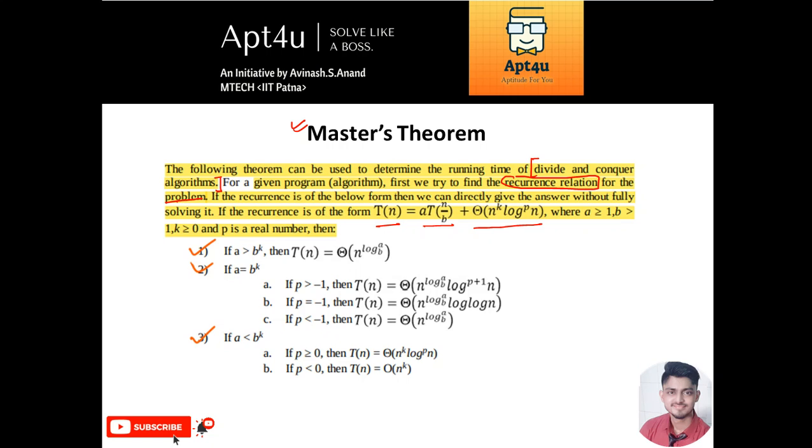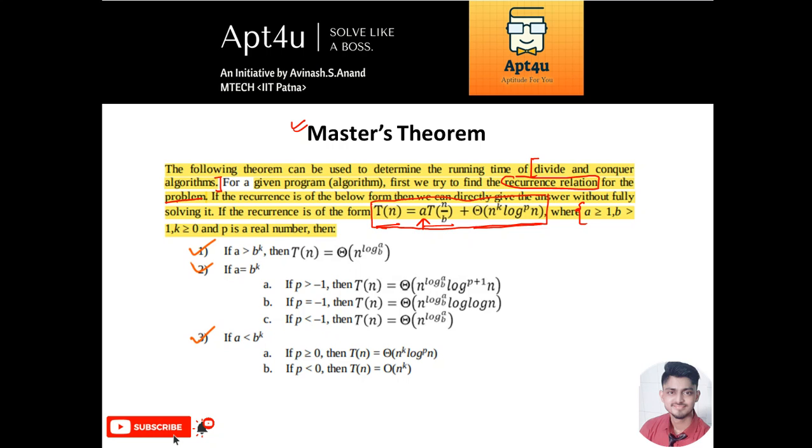Suppose you have been given a problem and you are trying to find its recurrence relation. Once you have found it, if it takes the form T(n) equal to a T(n/b) plus theta of n^k log^p n, given the constraints, please pay attention to the constraints because they are very important. a should be greater than or equal to 1.